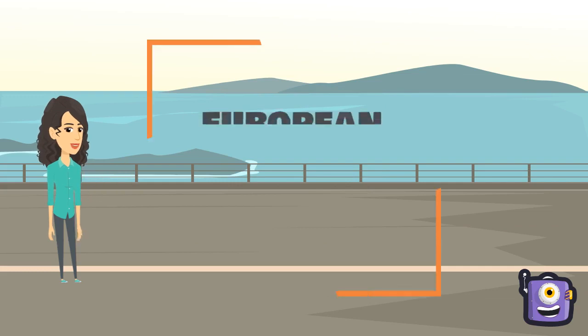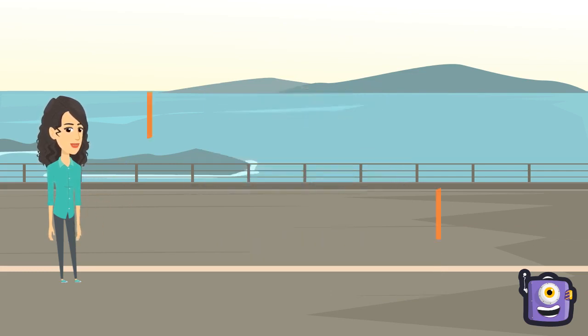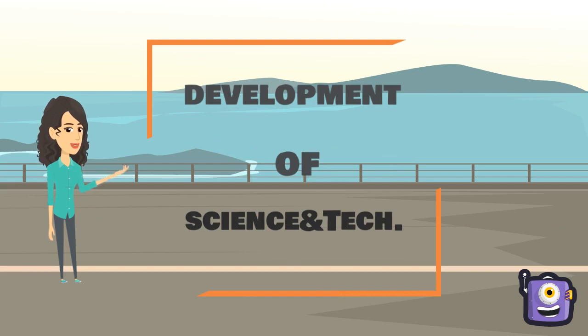This resulted in a growing demand for goods. Therefore, people thought of new ways to meet the growing demand, like inventing new machines. European merchants had a lot of money. They had enough money to invent a machine or buy patented inventions. Scientific and technological knowledge was built up during the Renaissance and the Enlightenment.